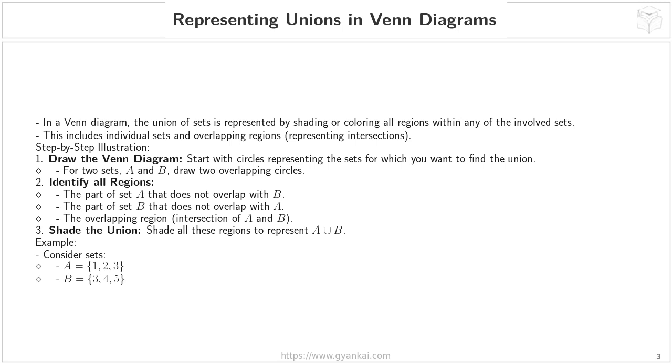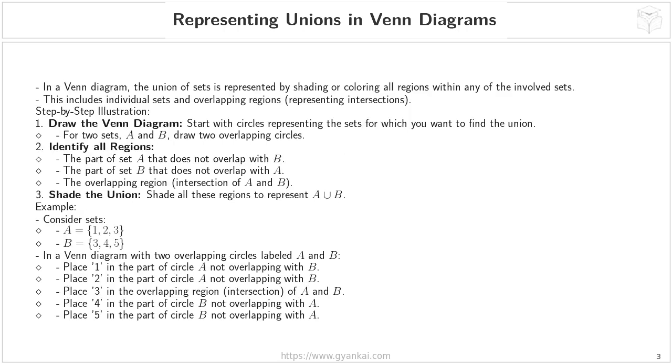We're given 2 sets, A equals {1, 2, 3}, and B equals {3, 4, 5}. Now, imagine we have a Venn diagram with 2 overlapping circles, one labeled A and the other labeled B. We'll place the numbers from our sets into the diagram.